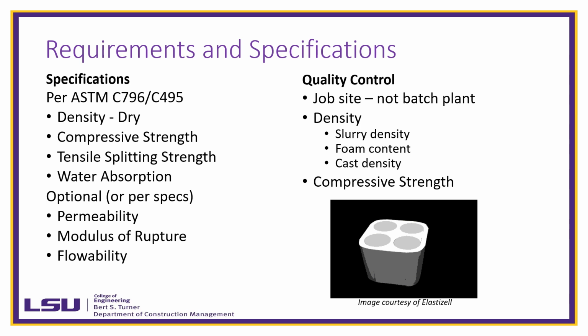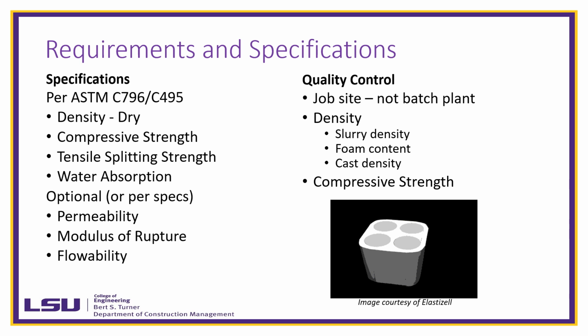One thing to note is your quality control is actually done on your job site, not your batch plant, since you're sending a truck of slurry to the job site, not the actual finished product. You want to job site test your slurry density, your cast density, and your foam content. Your densities will tell you your foam content. And then your compressive strength.